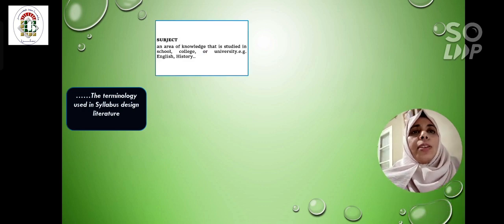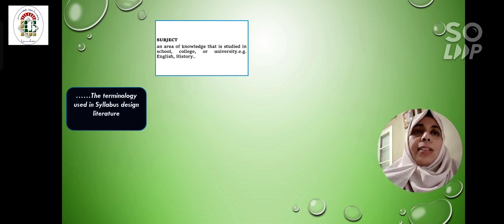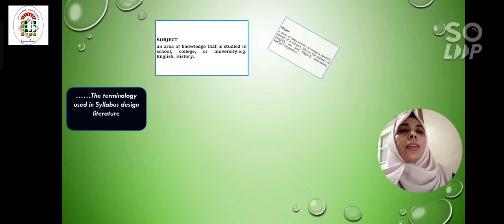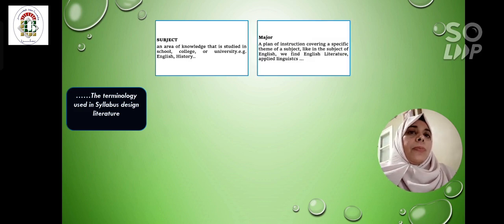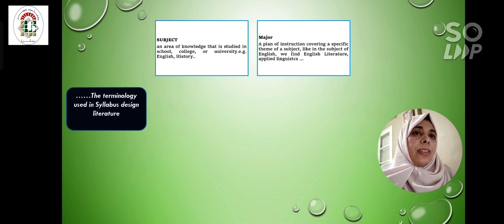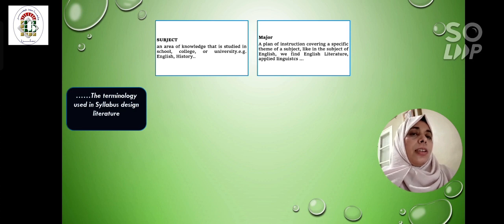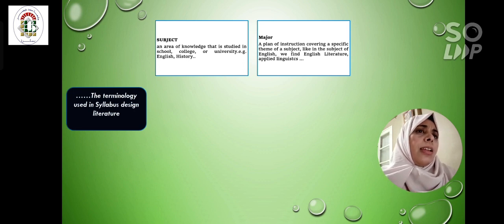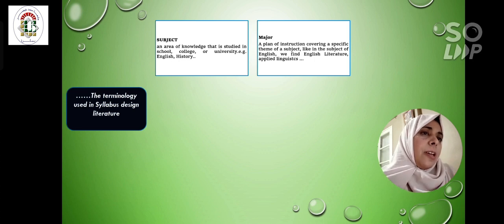Subjects. A subject is an area of knowledge that is studied in school, college, or university. For example, English, history, physics, chemistry, and so on. Major. What is a major? The major is a plan of instruction covering a specific theme of a subject. Like in the subject of English, we find English literature, applied linguistics, didactics, and different options, let's say.